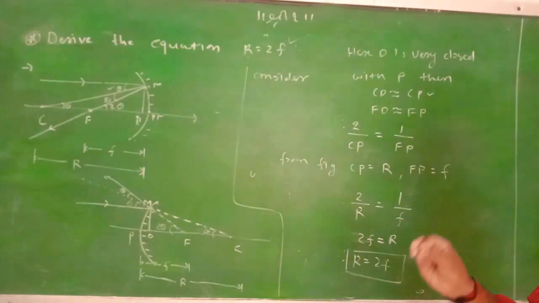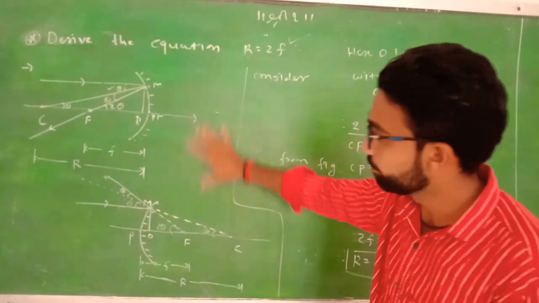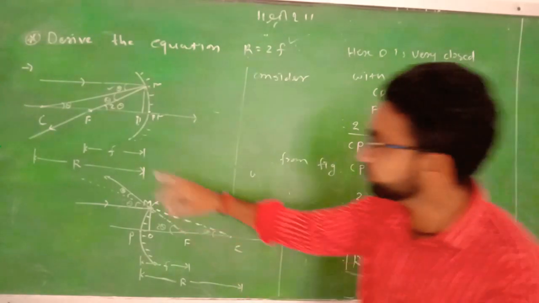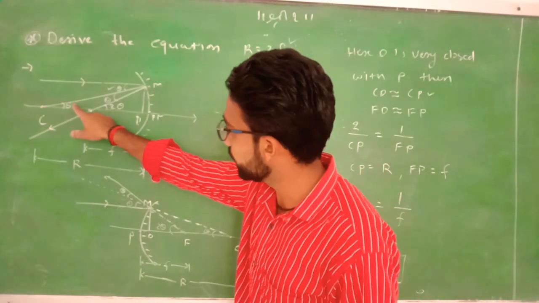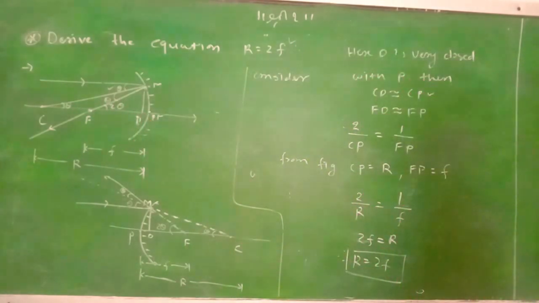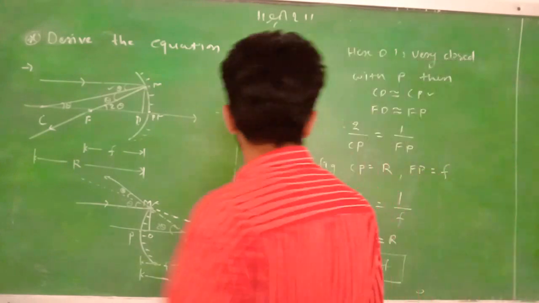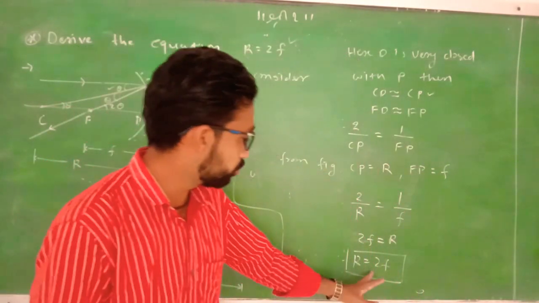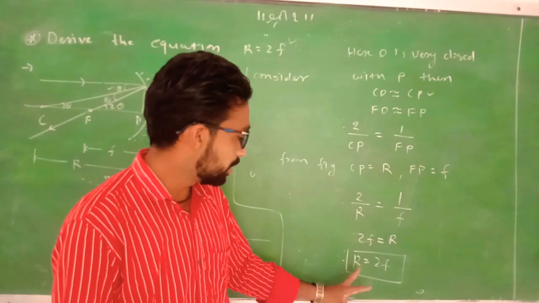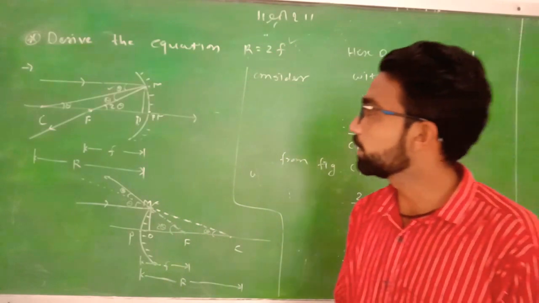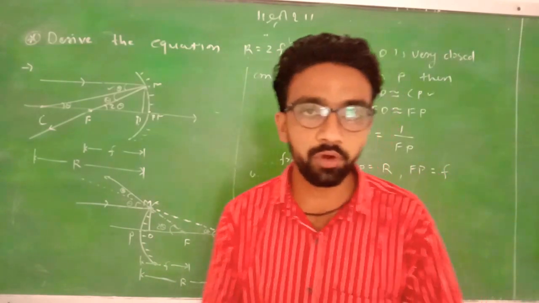So the most important thing is this figure. By using this figure you can easily derive this equation. You must know how you can find out this angle and this one. Okay, so this is the most important theory, and this equation is most important for solving some numericals. R is equal to 2f, that is the relationship between radius of curvature and focal length. Okay, so now we stop here. In the next video we derive the mirror formula. Okay, thank you.